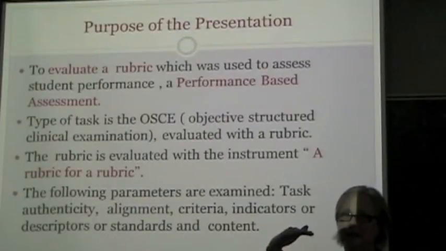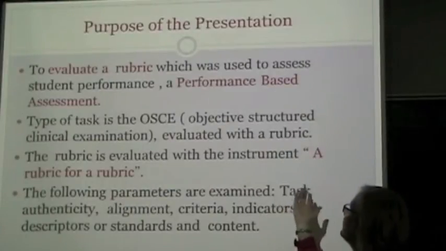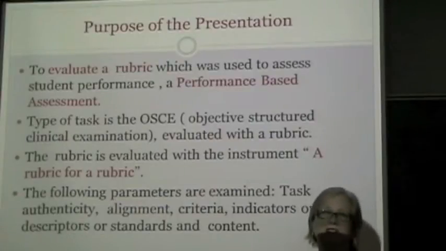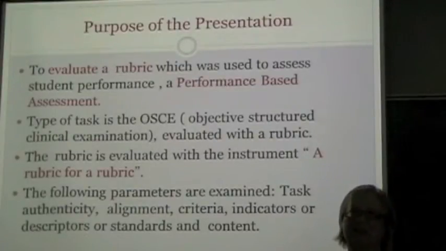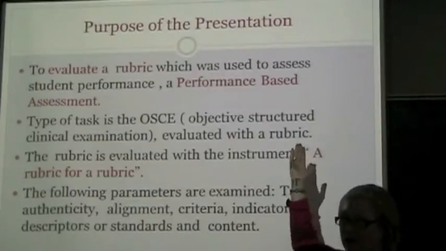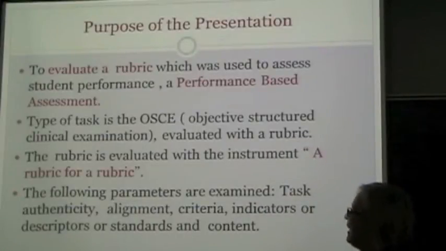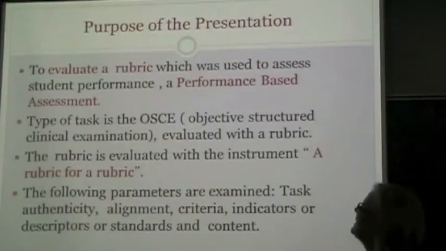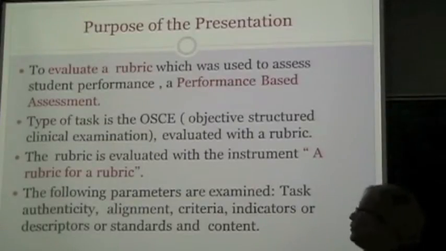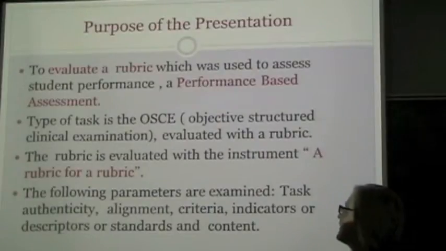The rubric that we did the OSCE with is evaluated with an instrument called a rubric for a rubric, which is in our course. In the section under rubrics, there is a section entitled Evaluation of a Rubric, and I used that evaluation tool to evaluate the rubric that we used for the OSCE. The following parameters are examined: task authenticity, alignment, criteria that are used in the rubric, indicators or descriptors or standards which are used in the rubric, as well as content.